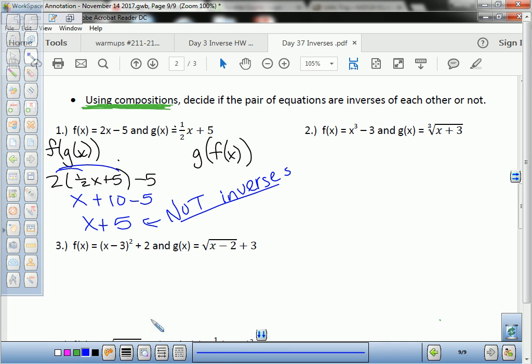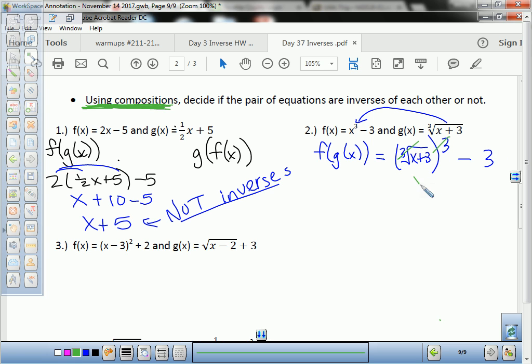You could check, and what you're going to find is it doesn't equal x. If we just get x, then we're right. All right, so G gets plugged in. Cancel, cancel. X plus 3 minus 3. It's looking promising, guys. F of G of X equals X.